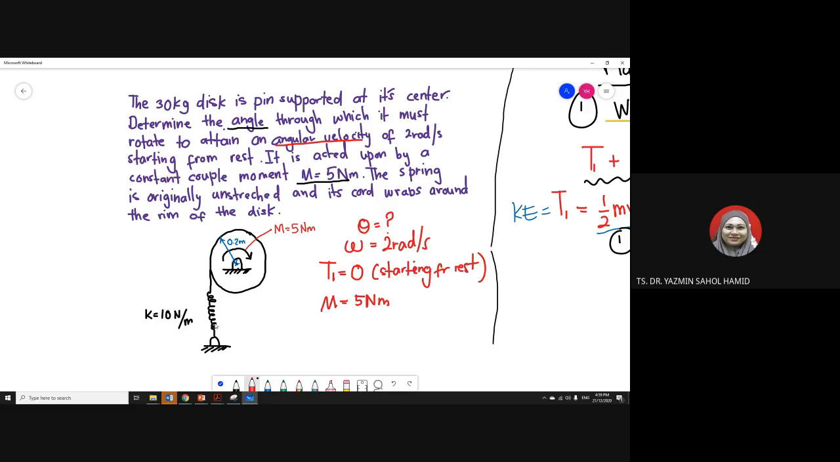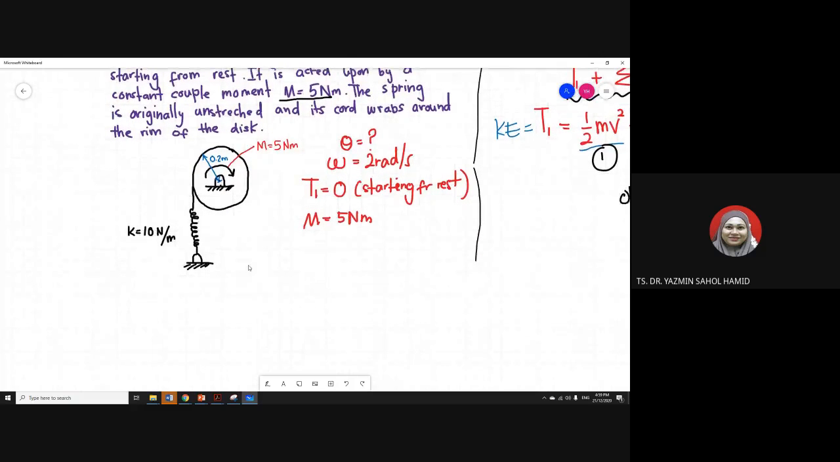So spring ni dia wrap around this disc lah. Okay, alright. Now, first kita akan write down our main formula for principle of work energy. T1 plus work equals to T2. We know T1 is already 0, so we need to find T2. Now, for T2, as I mentioned, what formula you're going to use for T2?